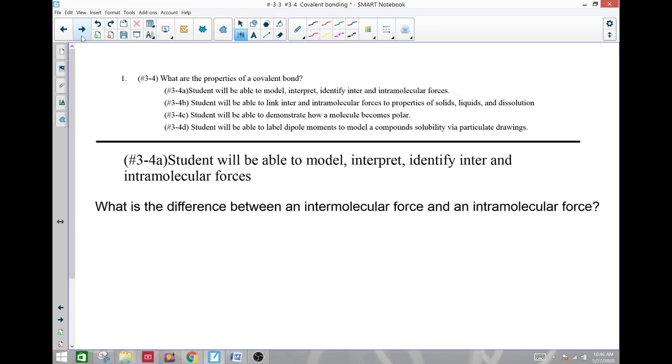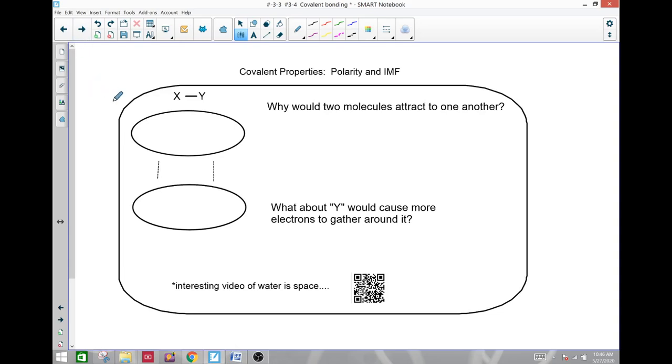Good afternoon. This is Schweitzer, and we're going to look at intermolecular forces. This is a big topic here, which is basically: why do molecules stick together, and what happens when they stick together? So why would two molecules attract? What would cause one to gather electrons?